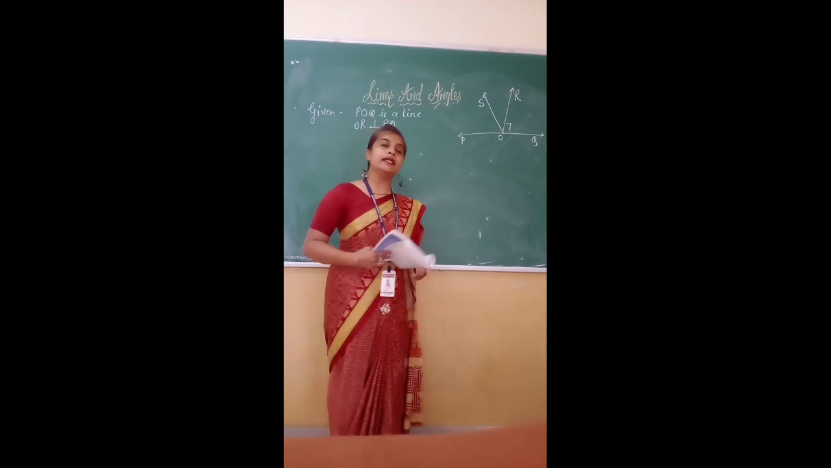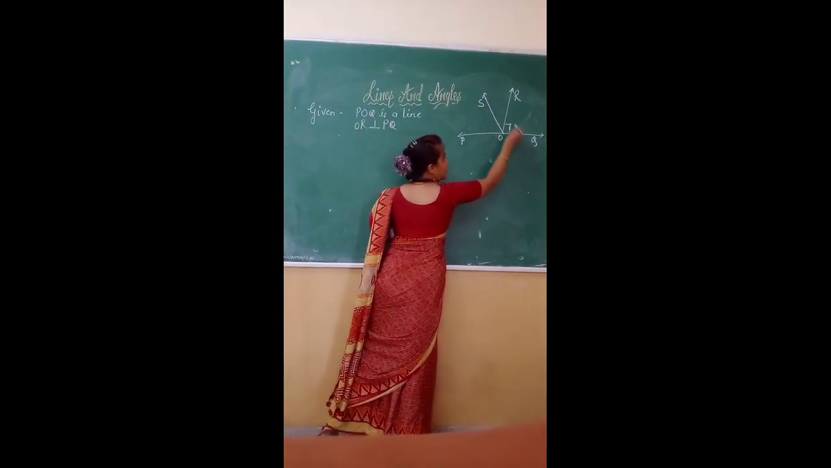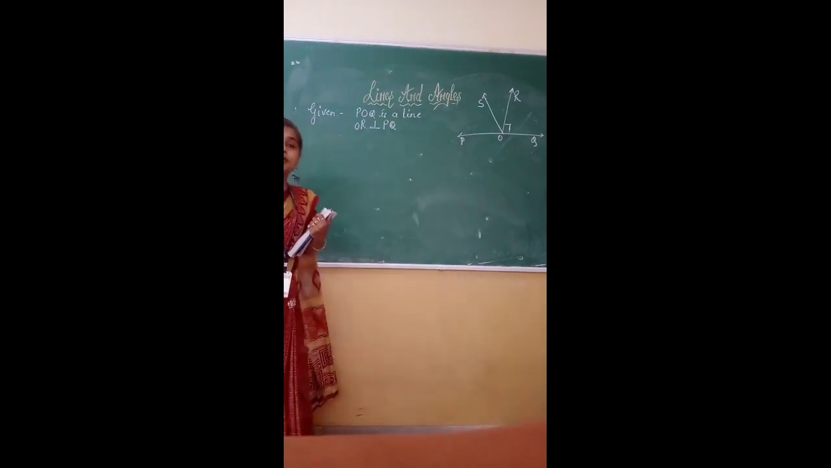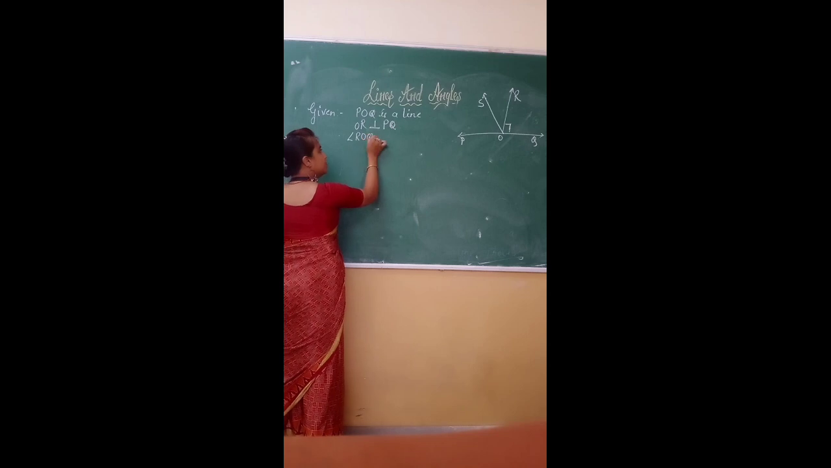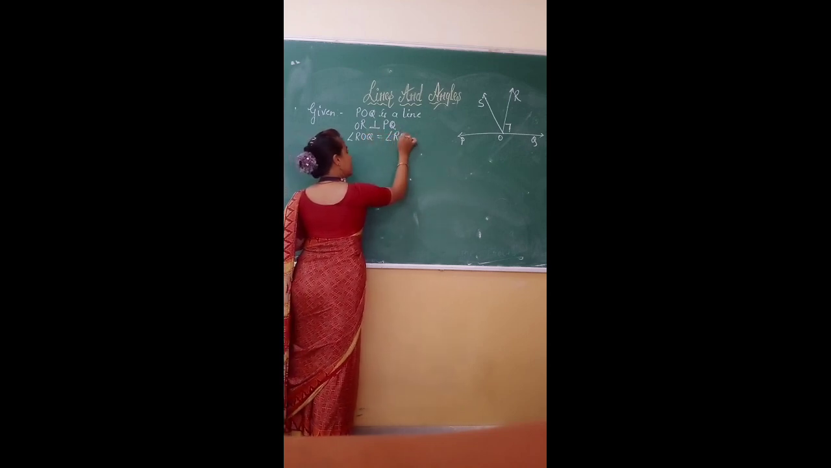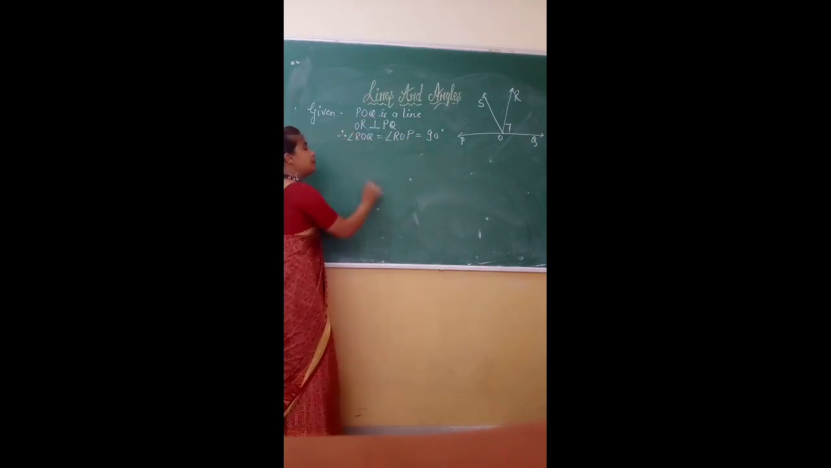That is 90 degrees. Hence we can say from here that the measurement of both ROQ and ROP is 90 degrees. Angle ROQ equals angle ROP equals 90 degrees because it is perpendicular.